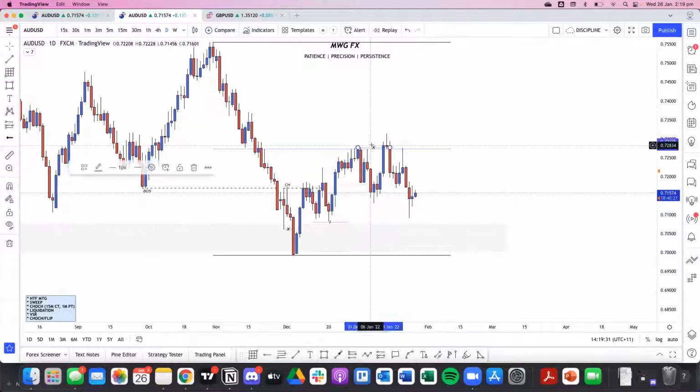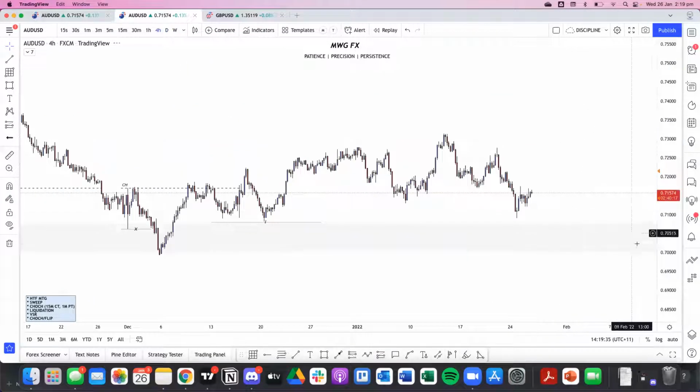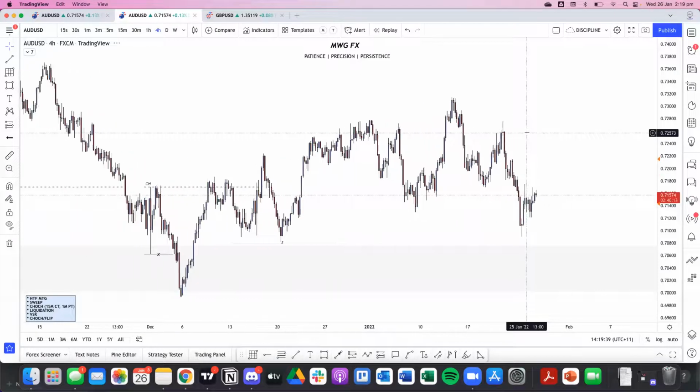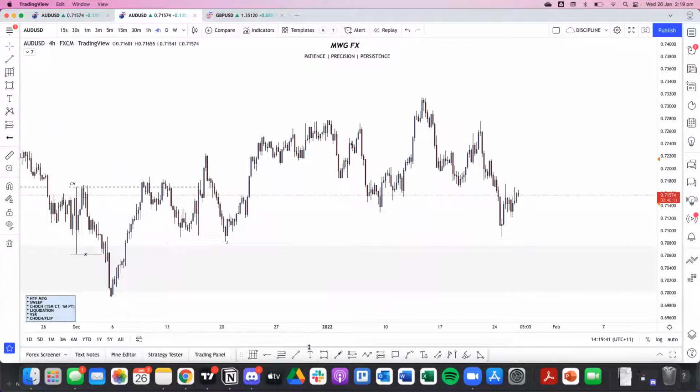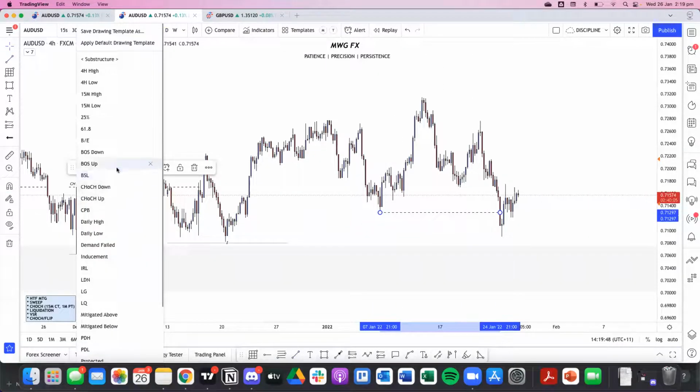Just want to keep the charts nice and tidy. So I'm going to get rid of some of these drawings, get rid of this range, drop down to the 4 hour. Again, let's look at our 4 hourly range. So how do we mark out our range here? To me, I can see this straight away as the significant break of demand.